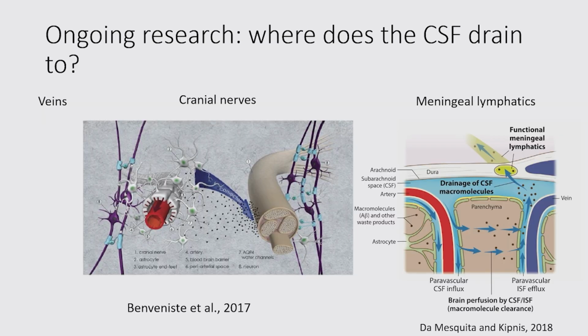And in general, where our CSF goes is really a surprisingly active area of research with a lot of different possibilities. It's thought that it goes partly along veins, also passes along the cranial nerves, and is also drained by the meningeal lymphatics. And just as a testament to how new this field is, these meningeal lymphatics were only discovered in 2015, so less than 10 years ago, really demonstrating that we're still learning a lot about how this system works.